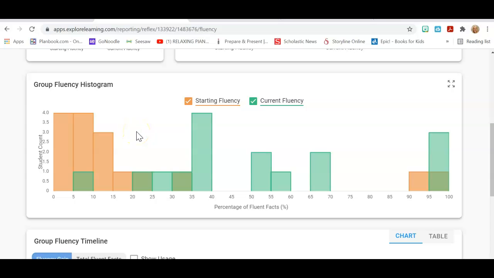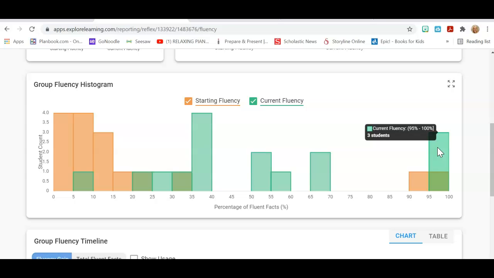Now that we've been practicing with Reflex and practicing our addition and subtraction facts, I'm seeing a more even spread. I do see one student down here at that 5 to 10%, so that is telling me that I need to work with that student more on mastering his or her addition and subtraction facts so that they're practicing that more. Whereas those 3 students up here might be ready to move on from addition and subtraction if they keep at that.